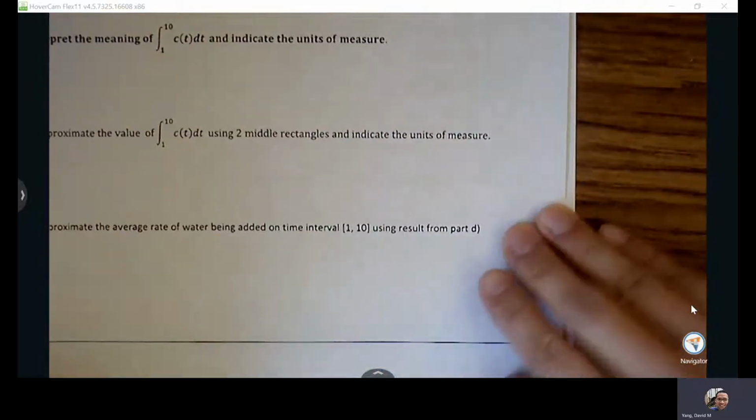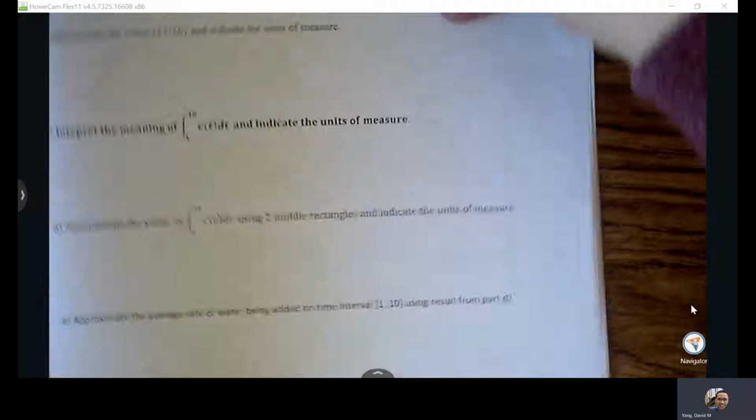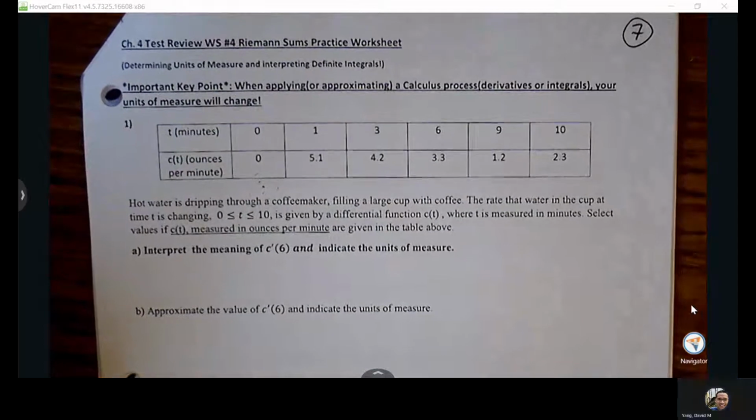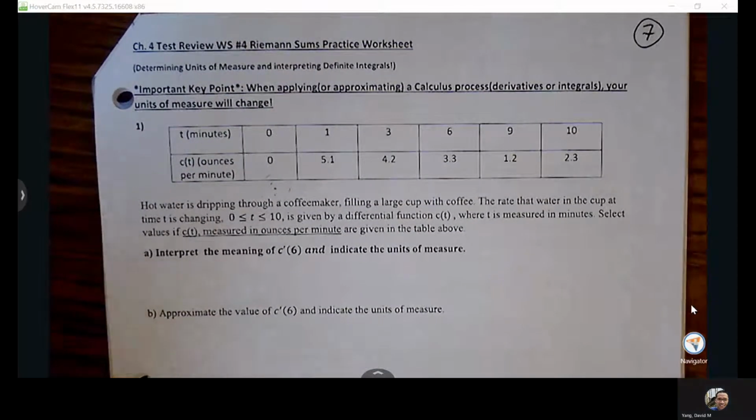Okay, let's go to page 7. I'll do page 7 with you, but I'll also do this in class as well. Okay, so we're going to do this twice, once here and then once in class.